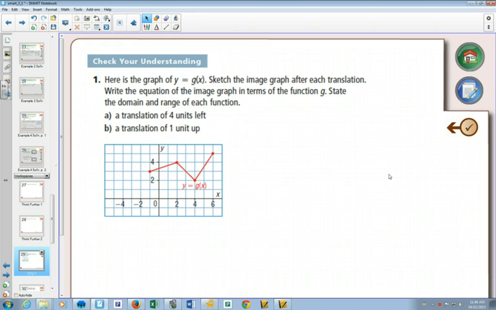So we would look at this graph. So here's a graph. We're going to sketch the image of the graph after each translation. What we're going to do is sketch it on the same one, and since we're doing a number of things on the same one, we're going to use some different colors. If you don't like to graph things on the same thing because it gets full or busy, you can graph them separately.